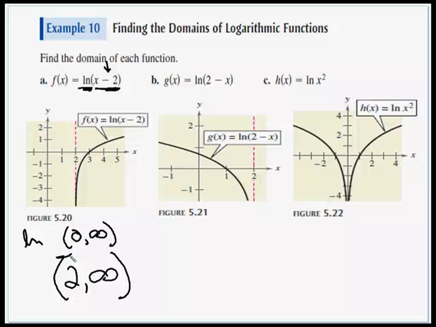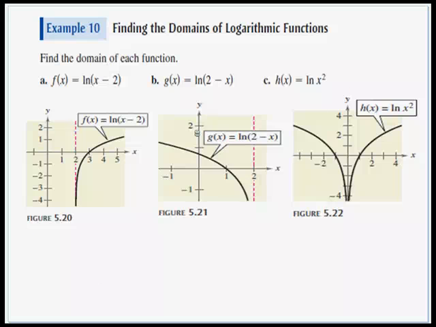And notice I did not use a square bracket here. That would mean that 2 was part of the domain. 2 is the asymptote, and we're never going to touch it. So we need a parenthesis. 2 to infinity. Let's see what we have next here.